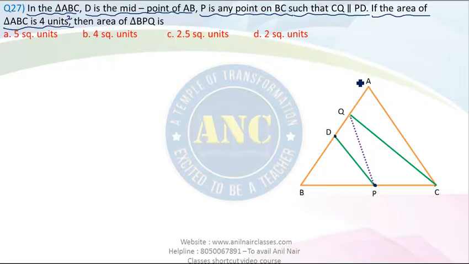The outer orange triangle ABC has area 4 units square. Where is BPQ? BPQ is this triangle with the orange and purple lines, and I need to find its area.